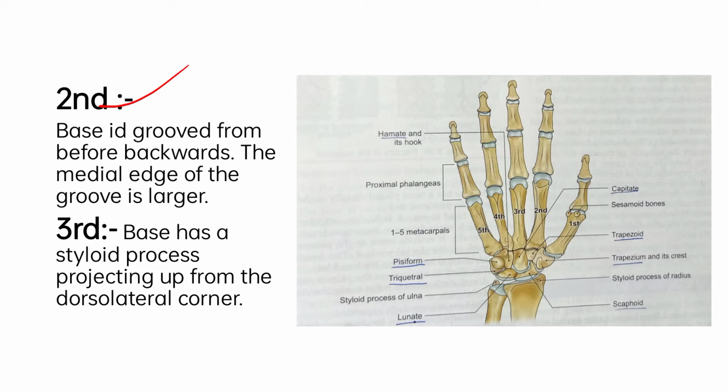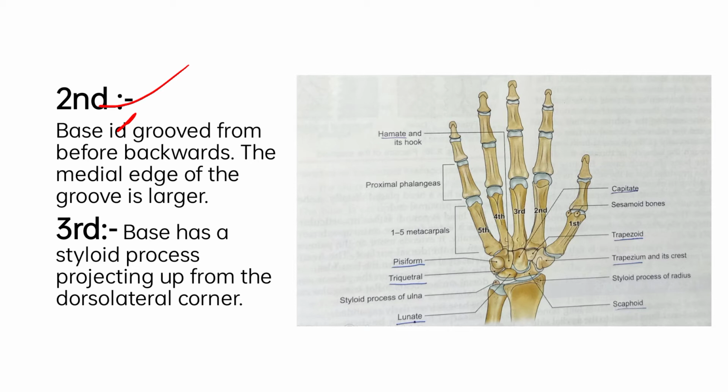So the base is grooved from before backwards. The medial edge of the groove is larger. Alright, the medial edge of the groove is larger. Base is grooved from before backwards. The medial edge of the groove is larger.